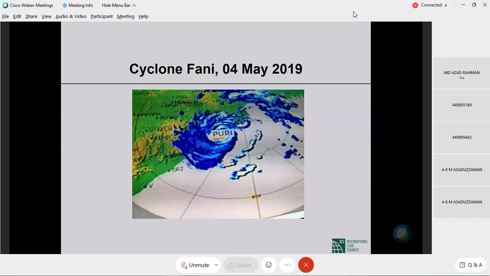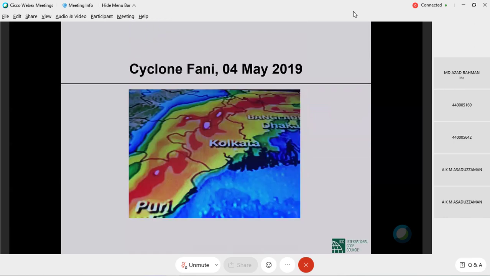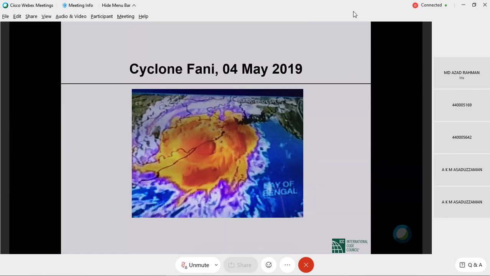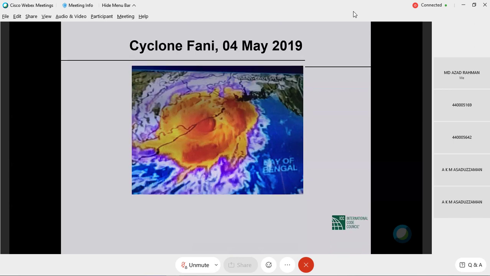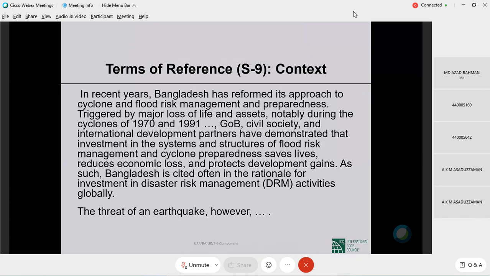So cyclones that hit Bangladesh, one of the more recent significant ones, Cyclone Fani, 4th of May 2019 was the date. It originated in Orissa in India, then moved to the north and east. So this was kind of the path in Kolkata. It caused quite a bit of problem and destruction. By the time it got to Bangladesh, it had lost much of its punch. So there was a lot of foreboding, but not a lot happened, luckily, in that last cyclone.